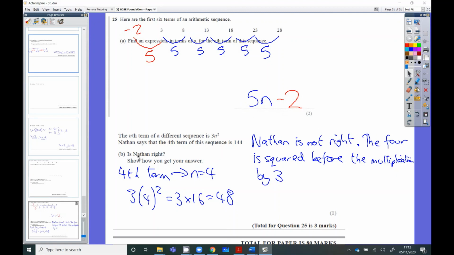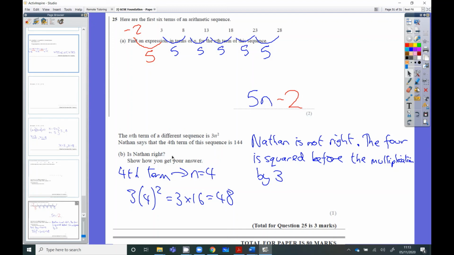Now for part B, Nathan says the fourth term of the sequence is 144. If it's the fourth term, that is when n equals 4. So we need to substitute 4 into this nth term expression and see what we got. Following BIDMAS correctly, we've got to do the squaring first. 4 fours is 16, 16 times 3 is 48.